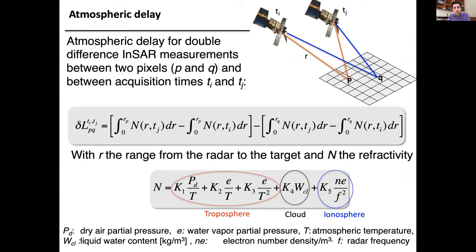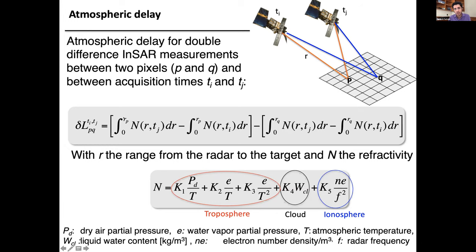To remind you, in interferometry we are looking at differential observations, differential in time and in space. Specifically for repeat-pass interferometry, I have this cartoon here where we have time one and time two, and for our interferogram we also have two pixels. It turns out that the atmospheric delay we are observing is the integral of the refractivity, which is just the refraction index minus one, over the range from the radar to the target, between two pixels and between two times.